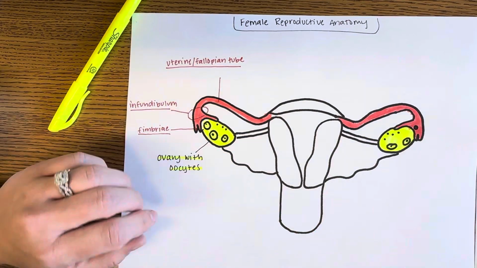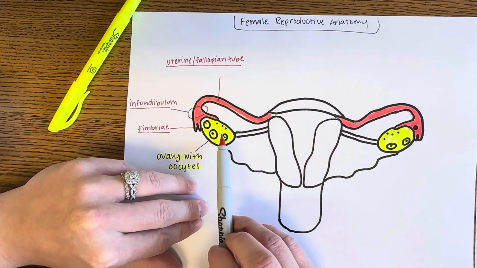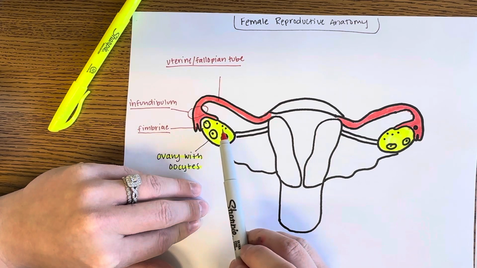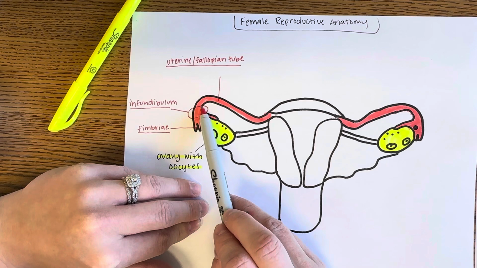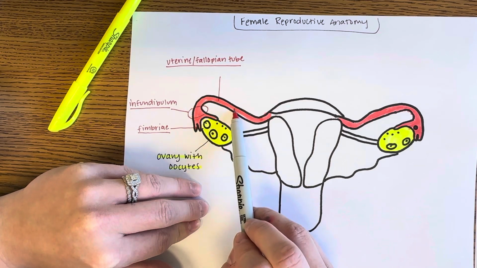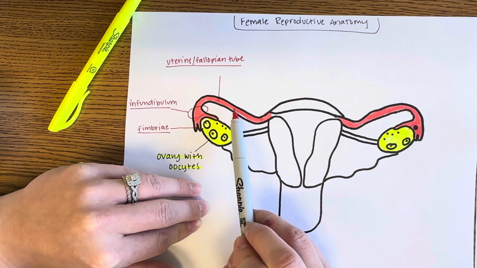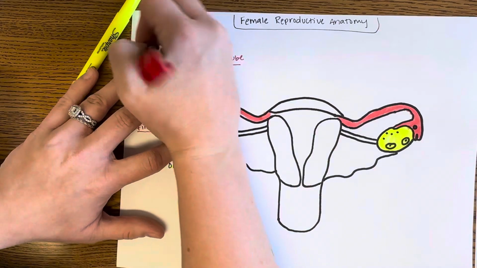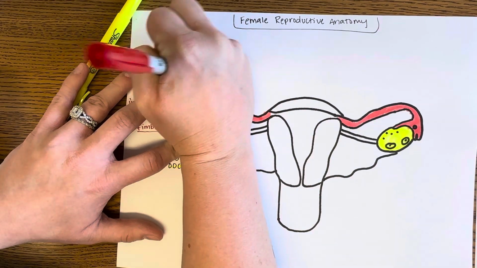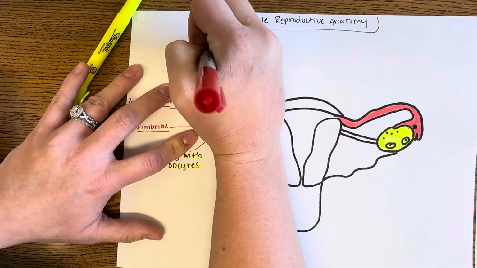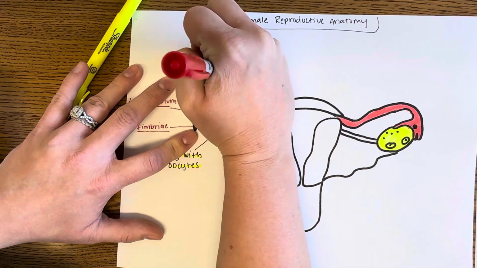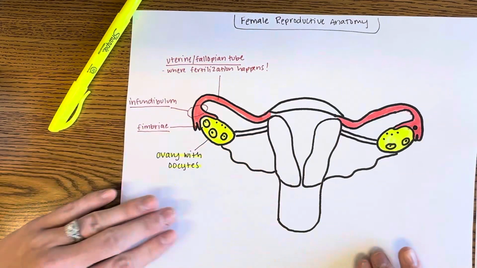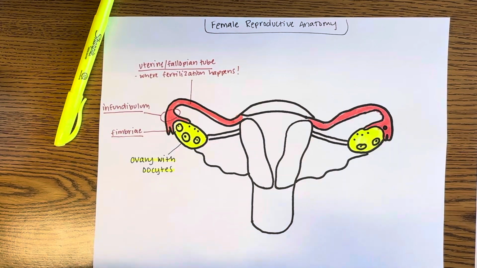All right, so what a lot of people don't actually realize is that when an oocyte is ovulated, it's going to get swept in by the fimbriae, through the infundibulum and through this tube. This is actually where egg and sperm meet. So this is where fertilization actually happens. It doesn't happen in here. It happens in this tube. So we're going to write where fertilization happens. And again, that's where egg and sperm combine.